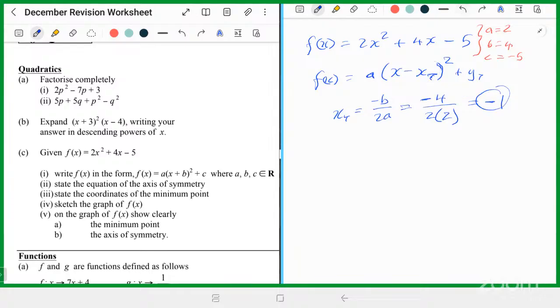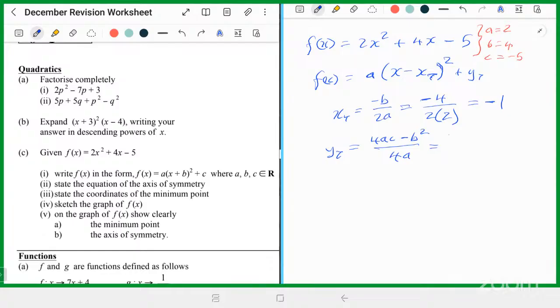Then to find the yt value, we can use a formula. But anytime the xt value is a whole number like this, well, that's a negative whole number, you can actually plug it into the function right here to find the yt value. So I'm going to do it both ways this time to show you. Let me use the formula method first. The normal formula method, which is yt is 4ac minus b squared divided by 4a. Let's use this method first and show that we're going to get the same answer either way.